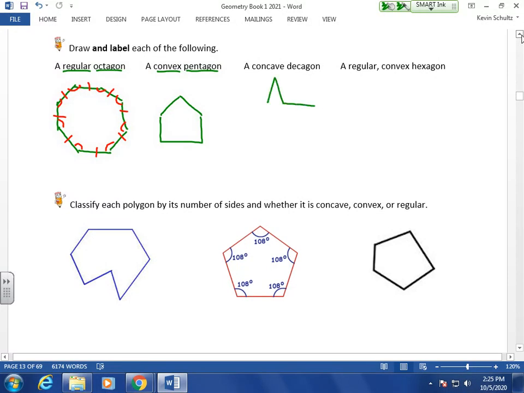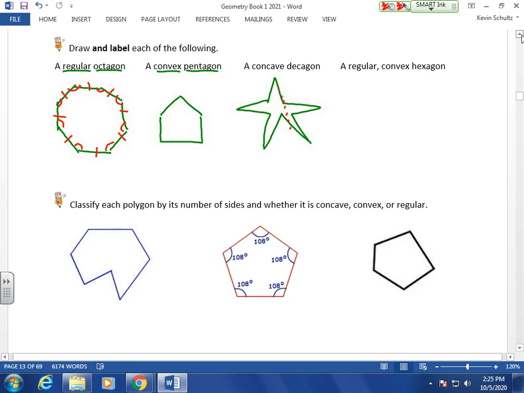1, 2, 3, 4, 5, 6. Oh, man. My first one was better. But yes, that would be a concave decagon. If you were to extend the segment, it would pass through the figure. That's what gives that concavity, concaveness. And then decagon, 10 sides.